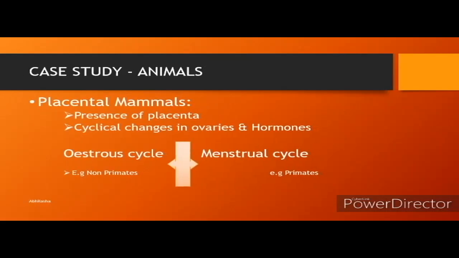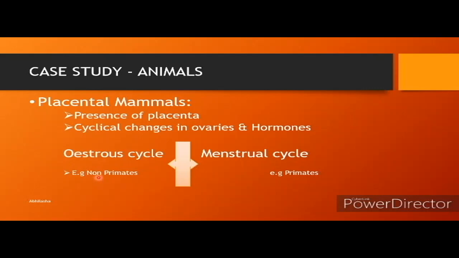Come to a few cases of animals. We just studied about placenta. On the basis of presence of placenta, we classify mammals as placental mammals. Now, placental mammals, one, they have placenta present, and second, cyclical changes are occurring in their ovaries, and these changes are being regulated by hormones. Now, these placental mammals are divided into two groups: mammals which show the estrous cycle and the mammals which show the menstrual cycle. In the previous group, estrous cycle, we include non-primates, and in the menstrual cycle group, we include the primates. Now, what is estrous cycle and what is menstrual cycle?